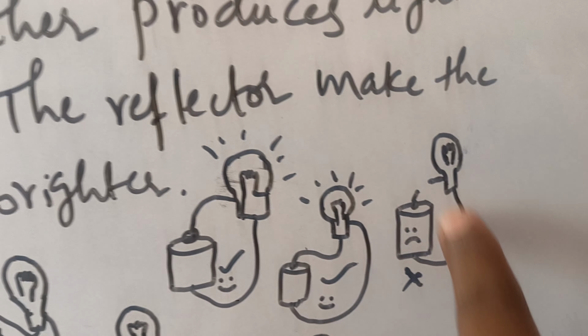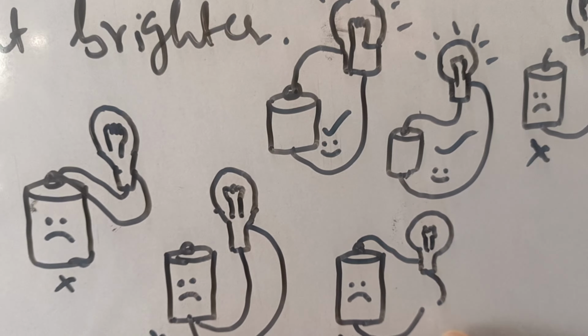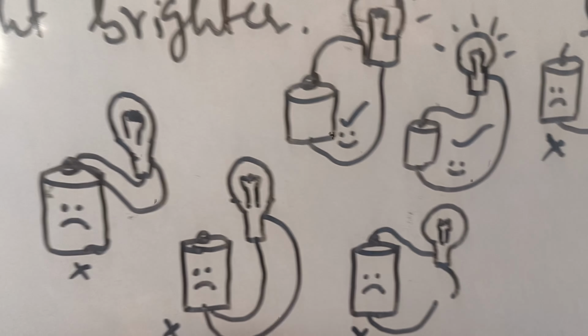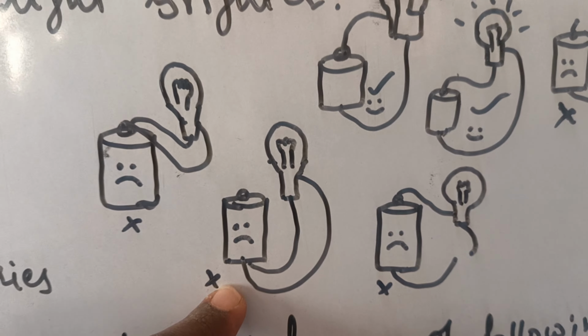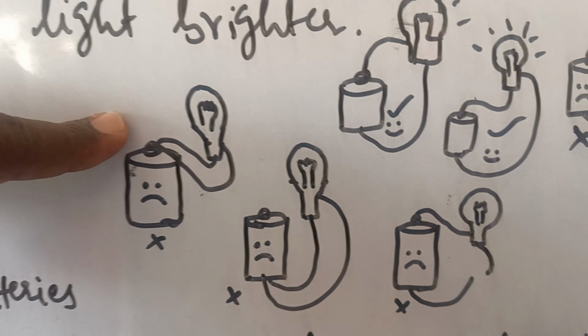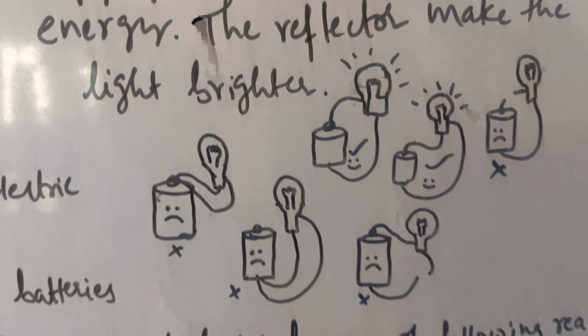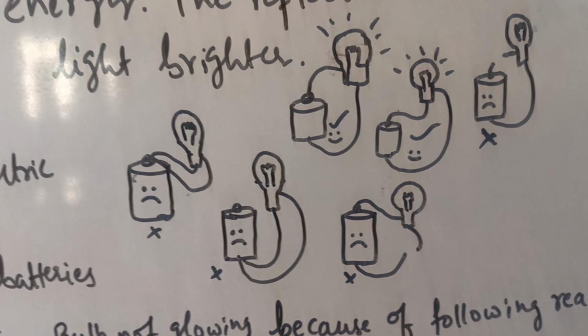Here the connection is not proper. Here the connection is also not proper. Here two wires are connected to a single terminal. Here also the bulb is connected to a single terminal. That's why in these conditions the bulb is not glowing.